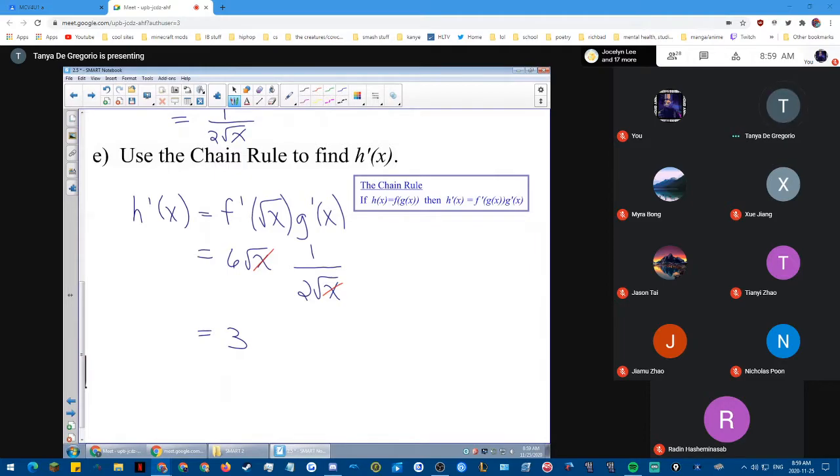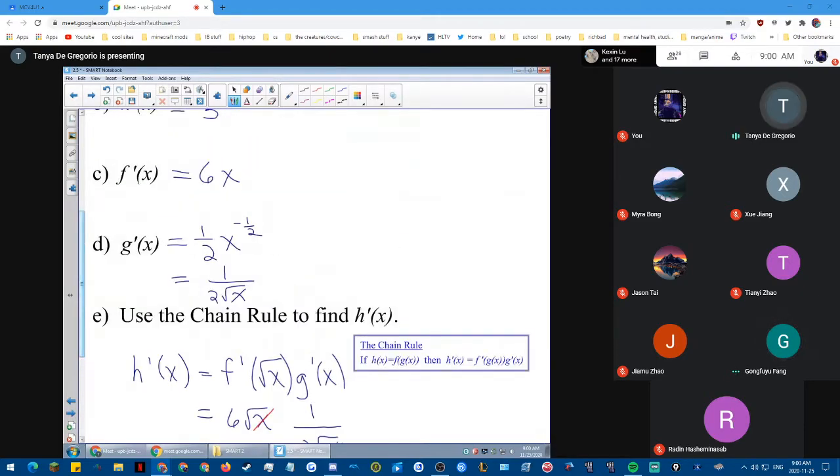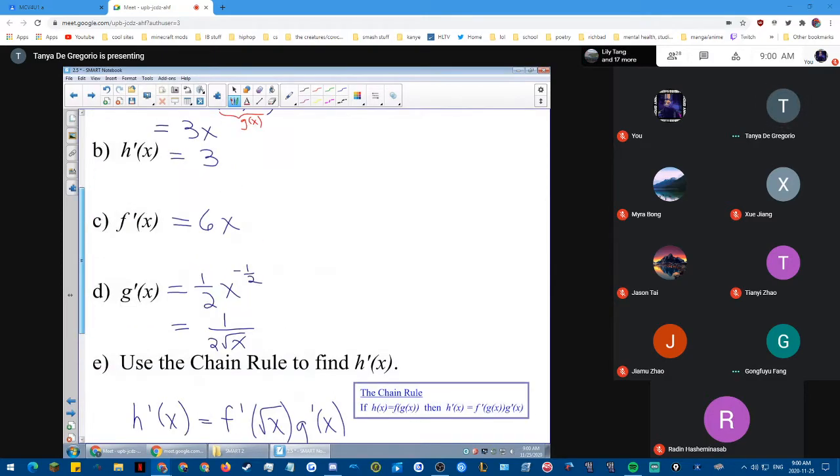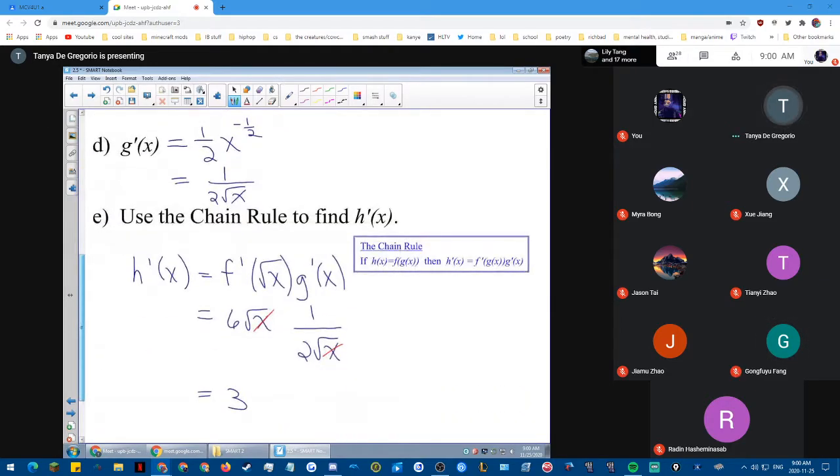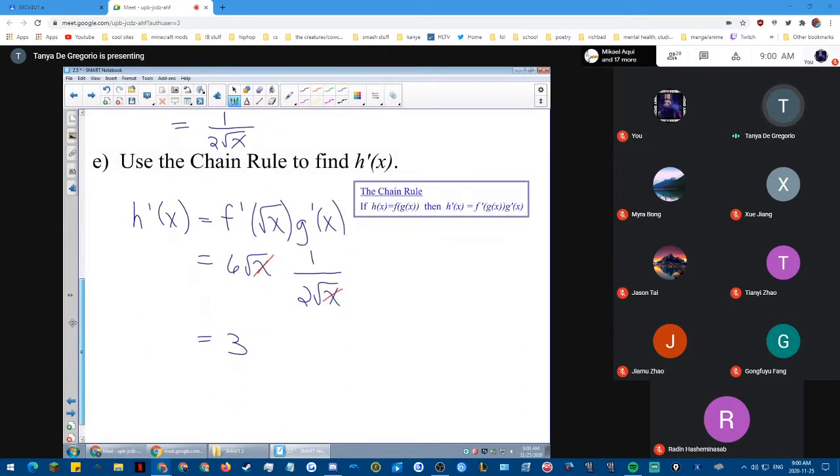Are there any questions so far? Do we have to get rid of the negative sign on the exponent when we solve? Not when you're simplifying, yes, at the end. When you are simplifying, you do.